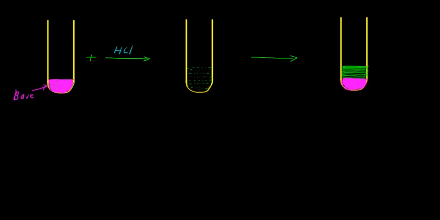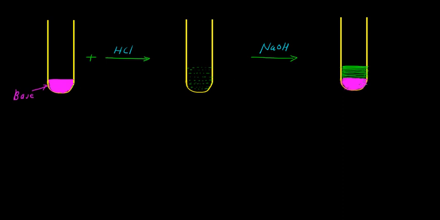While adding the HCl into this test tube, this base gets dissolved into this acid, and when we get a clear solution, generally we say that the base is present, and this can be confirmed by adding the NaOH into this test tube.